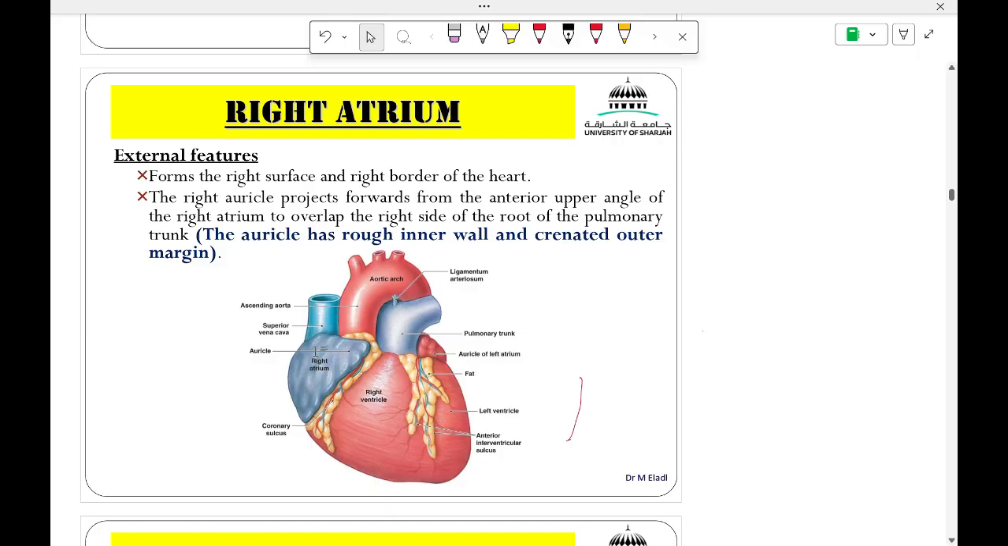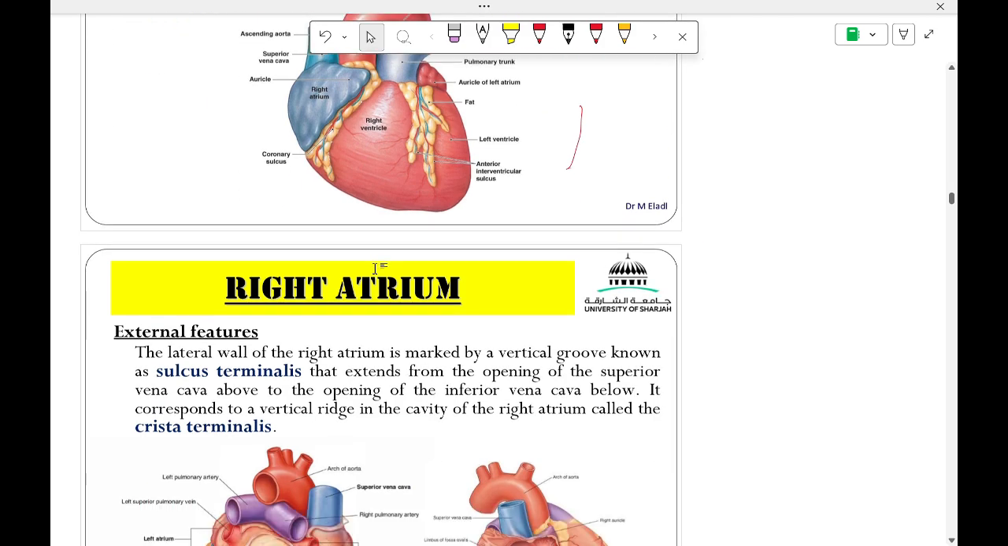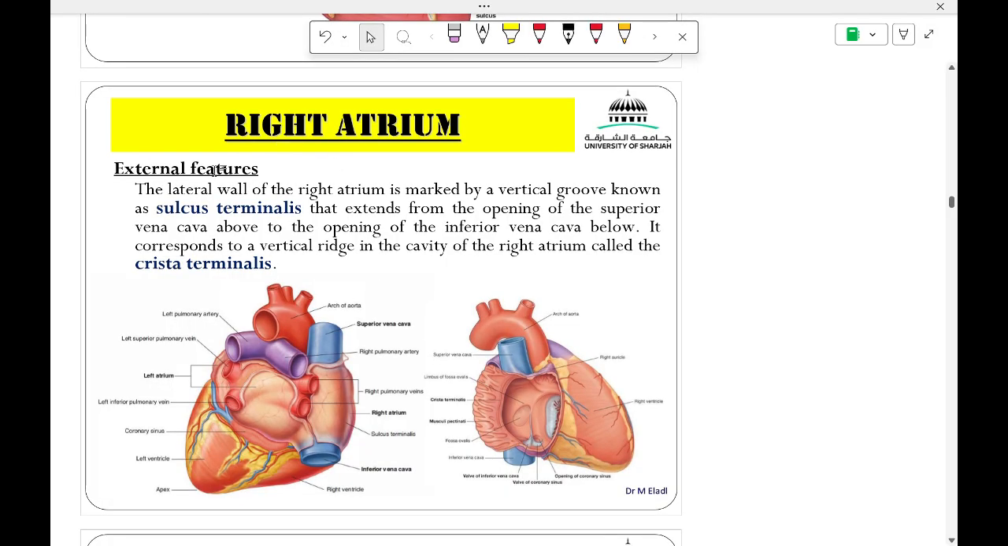And the auricle is going to have a rough inner wall, which is from inside, and a crenated outer margin that we can see over here. You can see these kind of indentations or crenations. This is the crenated outer margin of the right auricle. Now for the right atrium, we can see the sulcus terminalis. Sulcus terminalis is essentially the same as the crista terminalis, but it differs whether you're seeing it externally or internally.